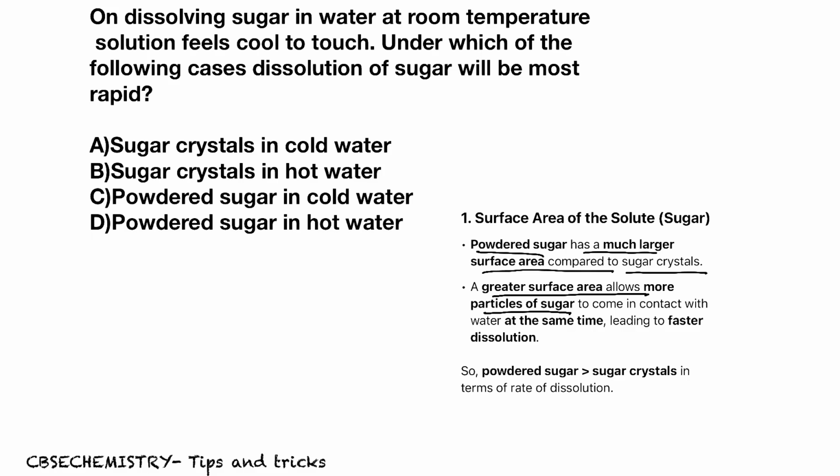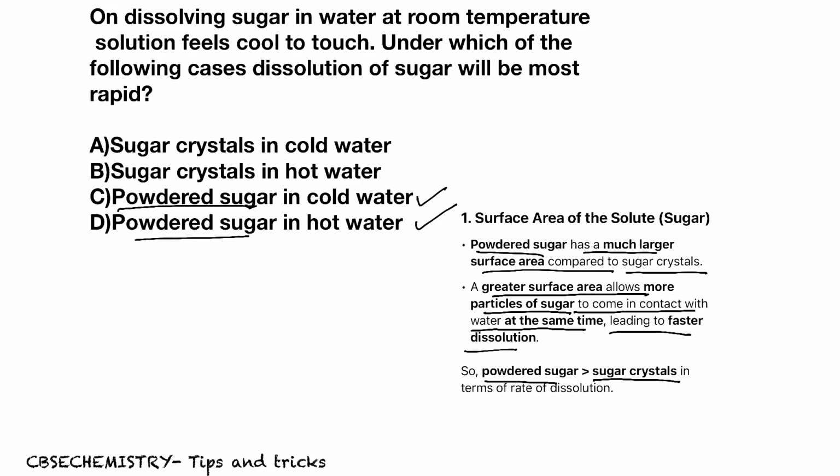More particles of sugar, more particles of solute, to come in contact with water at the same time. Definitely it will lead to more solubility, right? More dissolution. Hope you understand. The more the interaction between solute and solvent, the faster will be the dissolution. So definitely powdered sugar dissolves faster than sugar crystal. So our right option can be C or D, which contain powdered sugar, right?